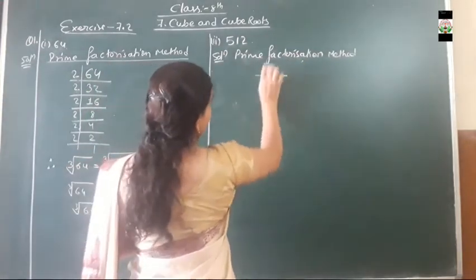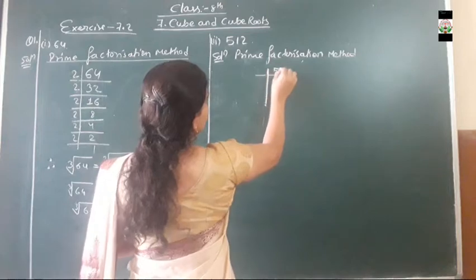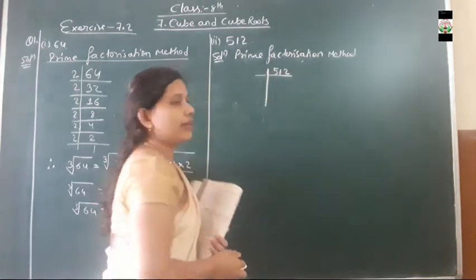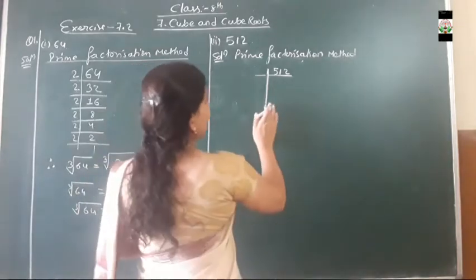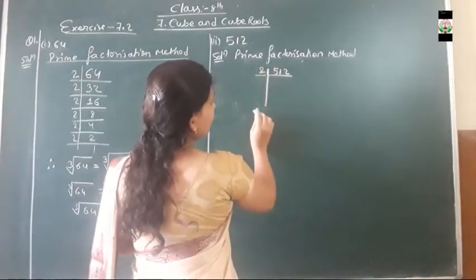So for that, first we are going to find the factors of the number 512. सबसे पहले काम क्या रहता है? हमको उसके factors find करना है. So 512. So it comes in the table of 2 how many times?